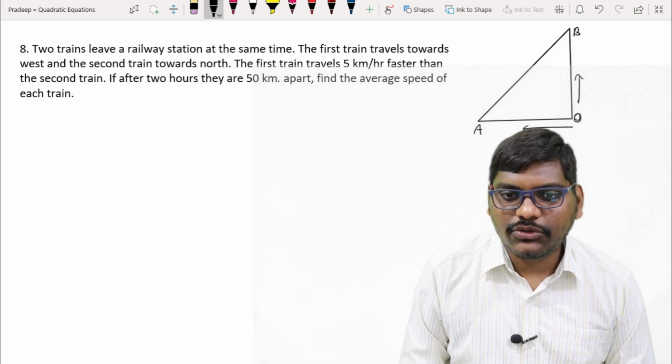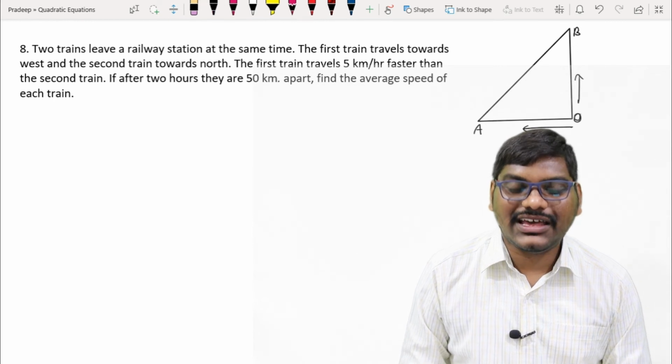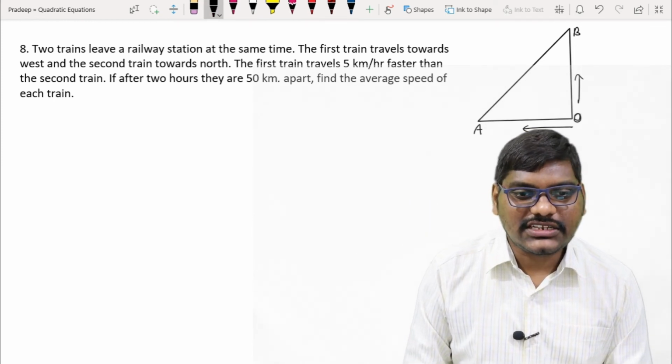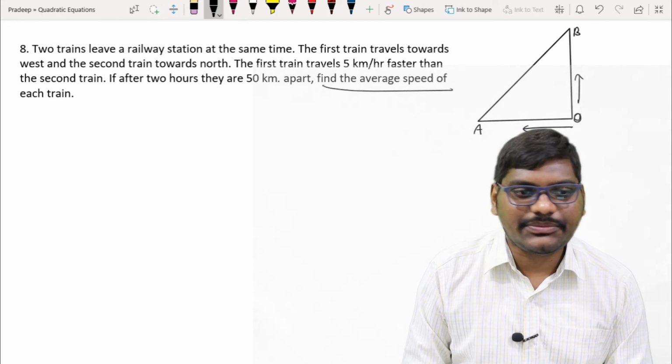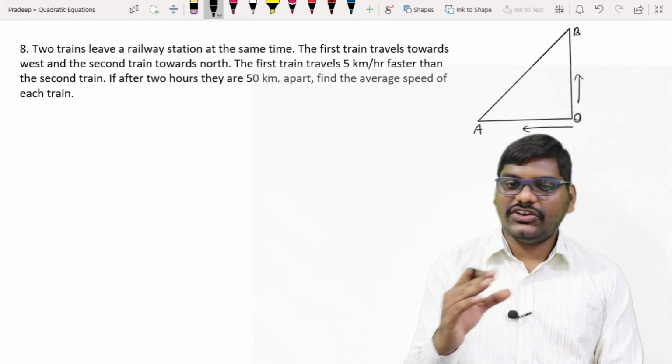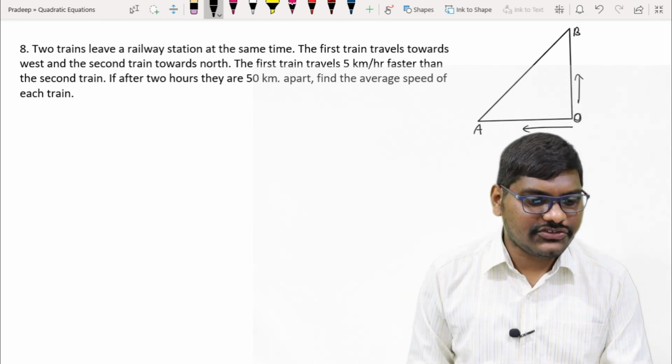So now here both of the trains, after traveling for 2 hours, are apart about 50 kilometers from one to the other. So this is about the question. We have to find out the average speed of each of the trains. We should find the speed of each train, that is train A and train B. So let's try to do this.